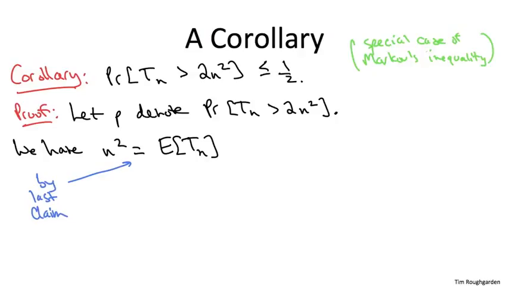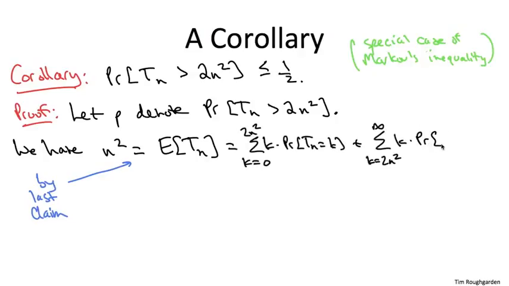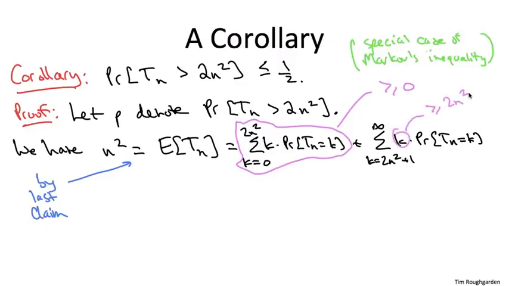I'm going to break this sum into two parts. The parts where k takes on a value that's at most 2n squared, and then the parts of the sum where k takes on a value bigger than 2n squared. So now let me just do some very crude lower bounds of this right-hand side. This first sum, well, whatever it is, it's going to be non-negative because k's are non-negative and probabilities are non-negative. In the second sum, again, I'm feeling very generous. Let's just lower bound k in the sum by 2n squared. It's always going to be bigger than that.